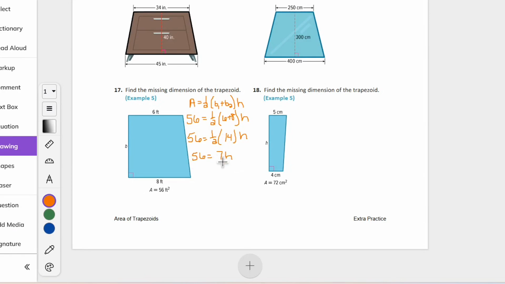Then I'm just solving my one-step equation. Divide by 7 on both sides, and 8 equals h. So 8 feet is going to be that height. Again, it is one dimension, so it is feet, not feet squared. Going to do the exact same process here on number 18.